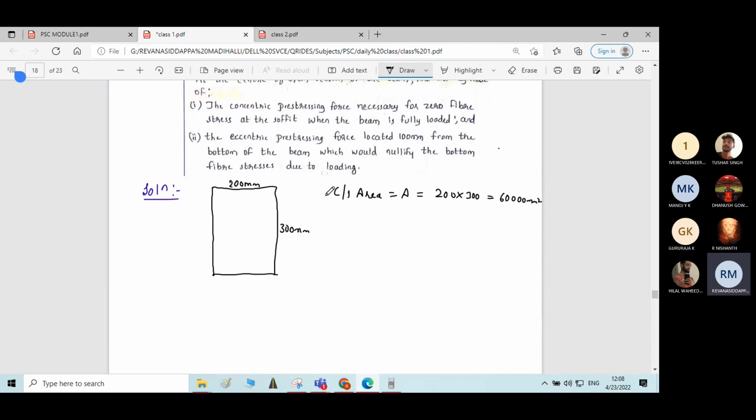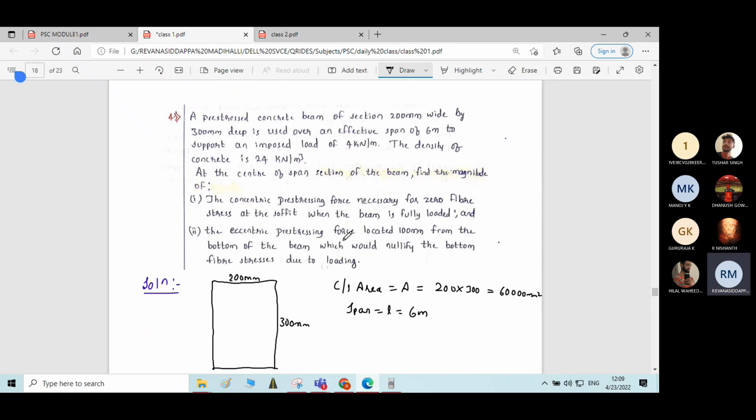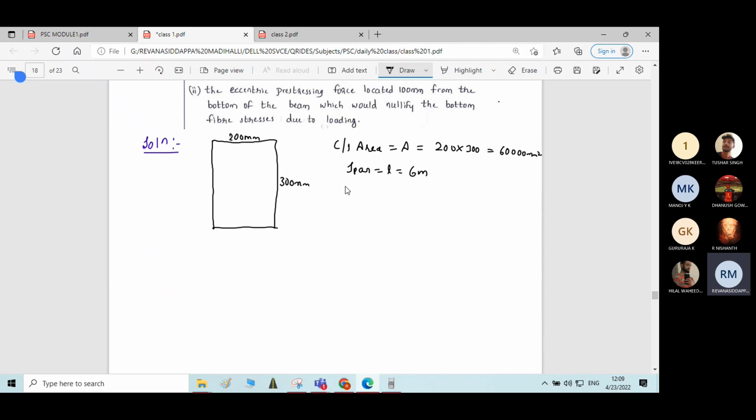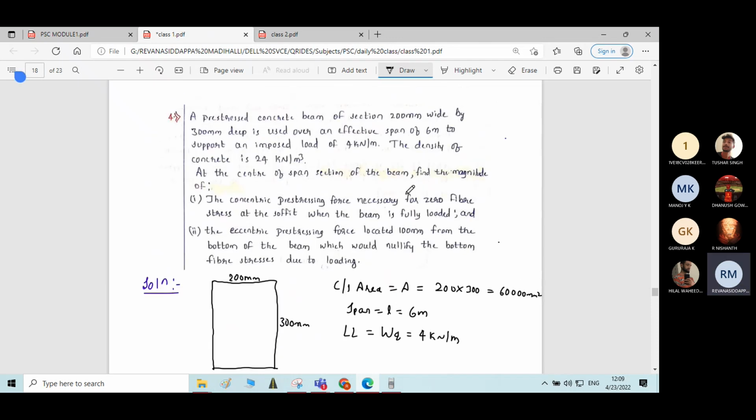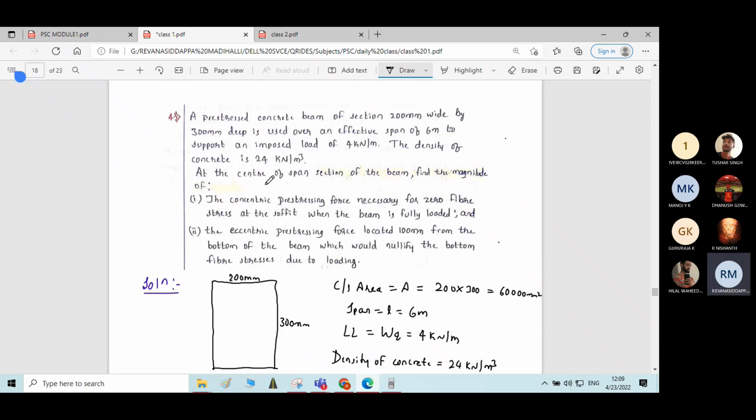It is used over an effective span of 6 meter. The length of the beam is given as span L is equal to 6 meter. To support an imposed load of 4 kilonewton per meter, the live load WQ is given as 4 kilonewton per meter. Then the density of the concrete is given as 24 kilonewton per meter cube. Now we will move on to the first question. These are all the given data.